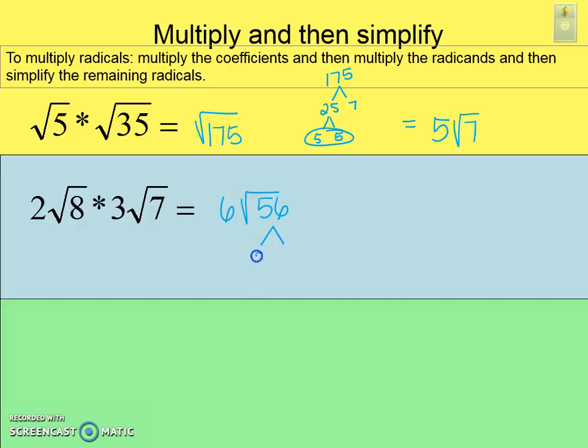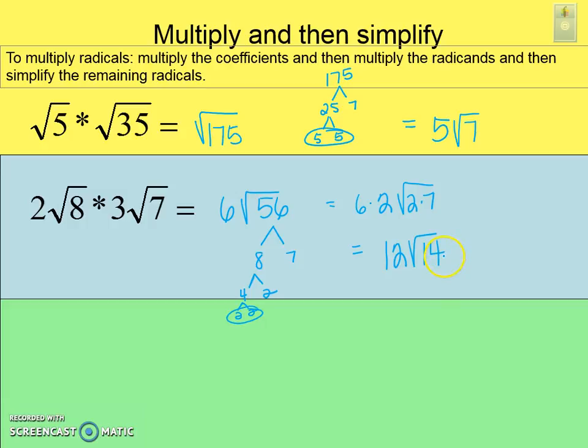So we can do 8 and 7. We've got 4 and 2. The 4 is going to break down to 2 and 2, so that comes to the outside. Now we have 6 times 2 outside of the radical, and then underneath we have 2 times 7 as our leftover numbers. So 12 times the square root of 14 is our final answer.